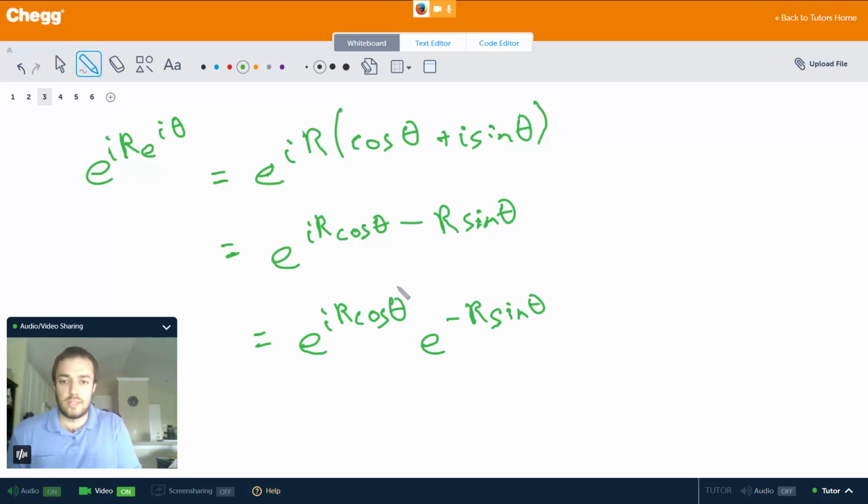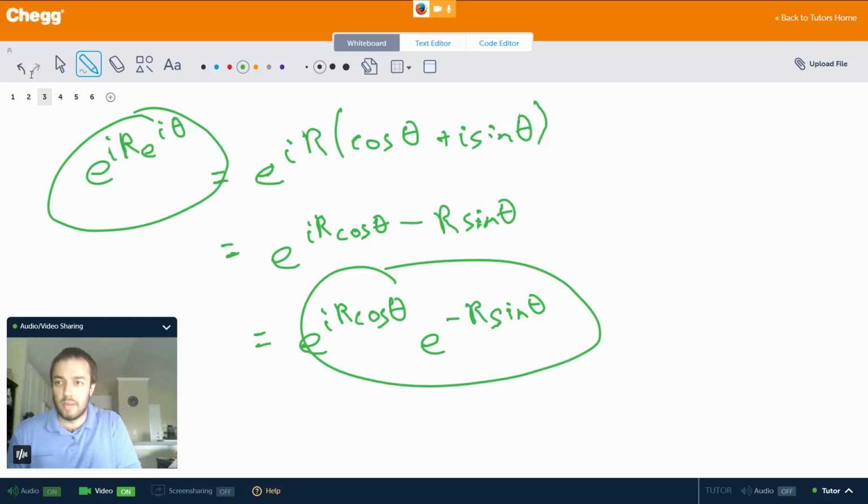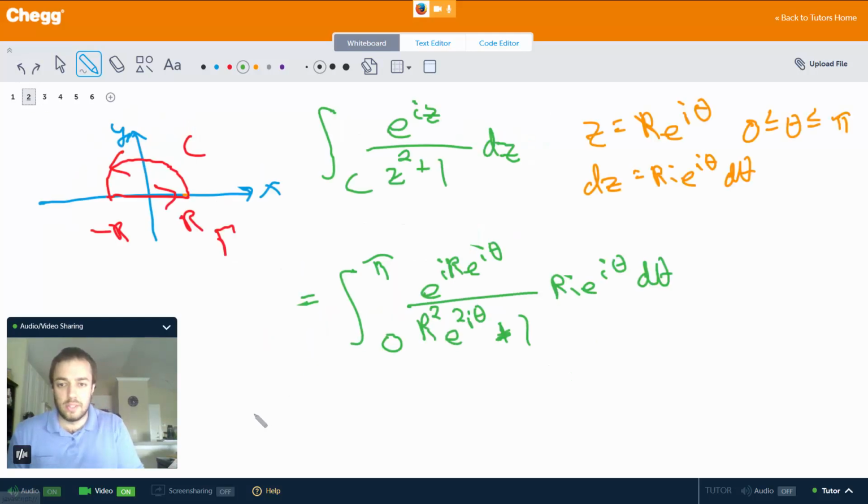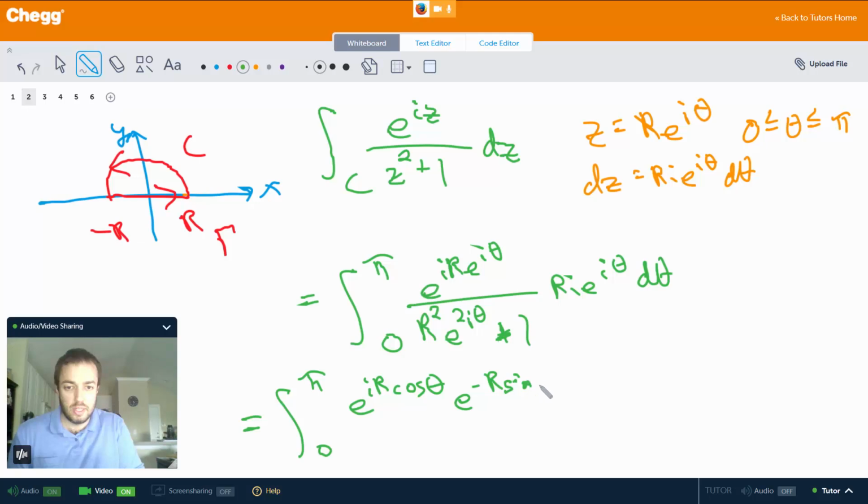Okay, so remember that's this whole thing right here equals this right here. So let's rewrite this as the integral from 0 to pi of e to the ir cosine theta times e to the minus r sine of theta, and then we have all over r squared e to the 2i theta plus 1, and then times ri e to the i theta d theta.